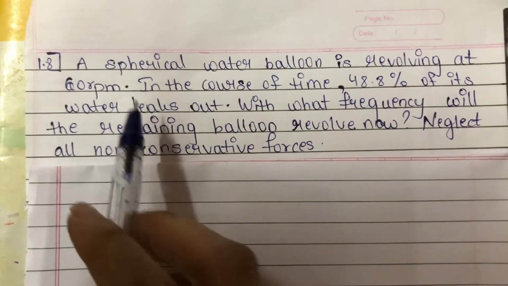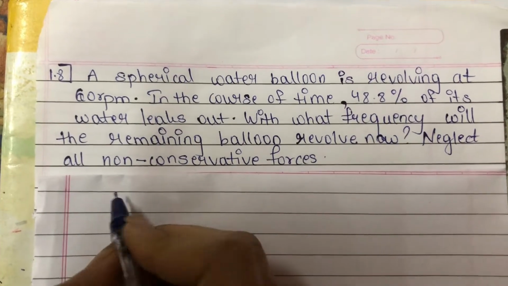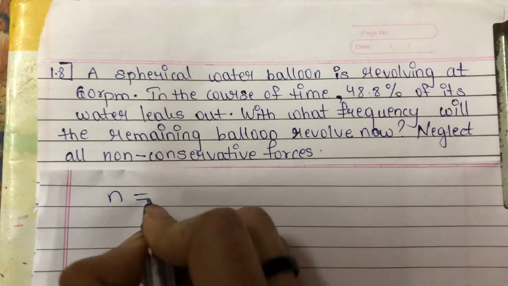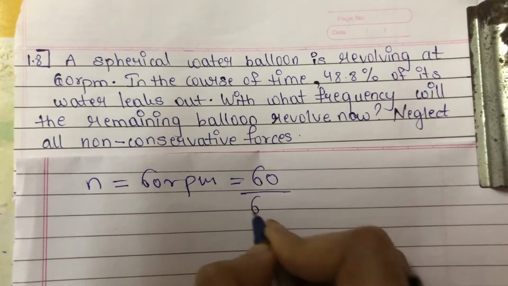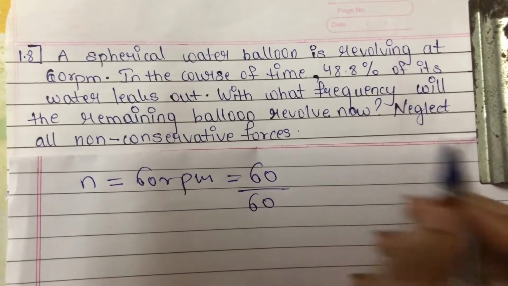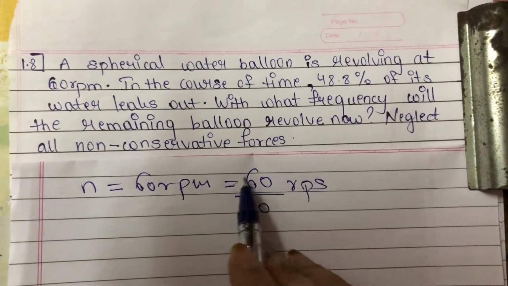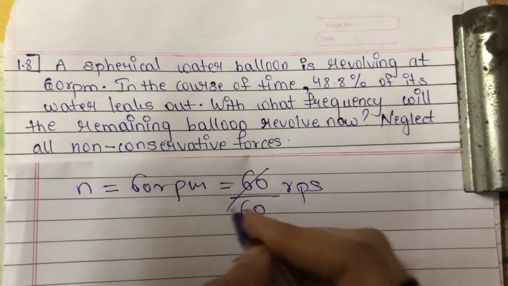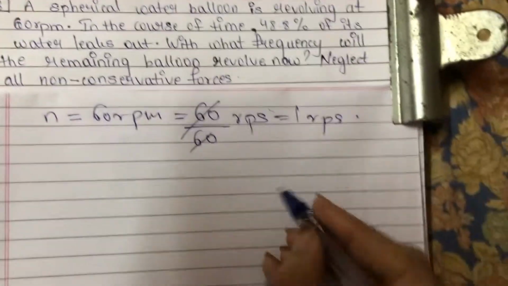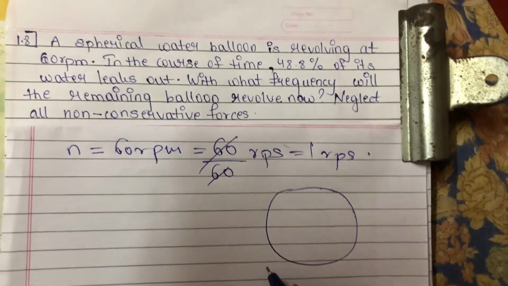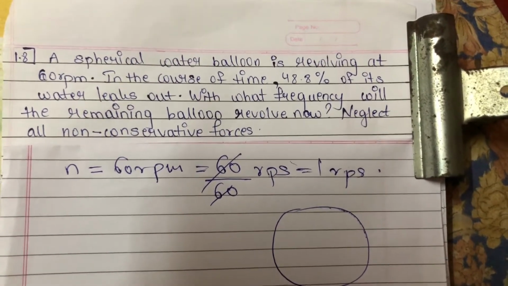Okay, starting with numerical number 1.8. A spherical water balloon is revolving at 60 revolutions per minute. So here we have frequency, that is 60 revolutions per minute. We can convert it into seconds by just dividing by 60, because 1 minute is equal to 60 seconds. So this is now converted into seconds, that is 60 upon 60 revolutions per second, which is 1 revolution per second.